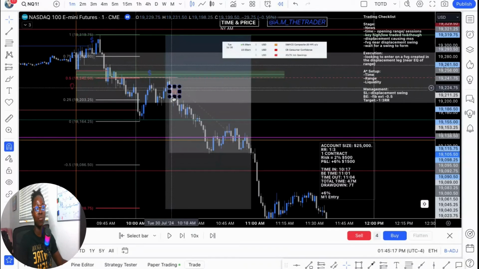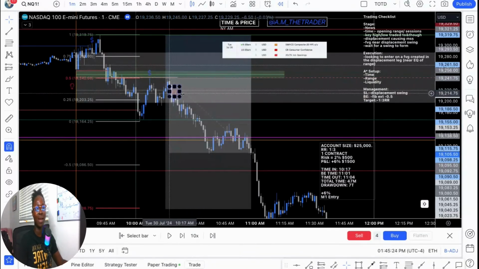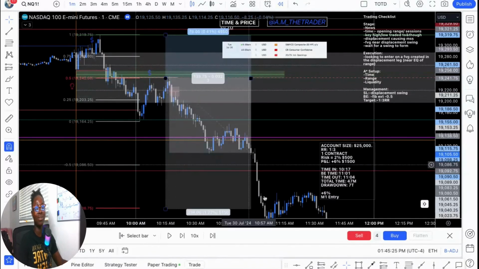And as you can see, we come into the M15 CB, take that liquidity, displace lower, take this structure, leaves another CB on the M1 time frame, and I got in the CB and rolled it down for 1 to 3.